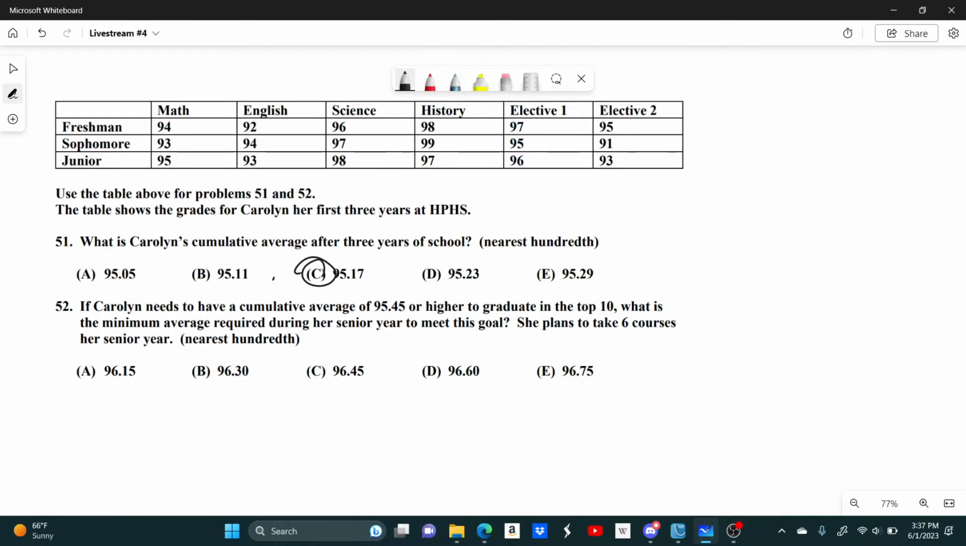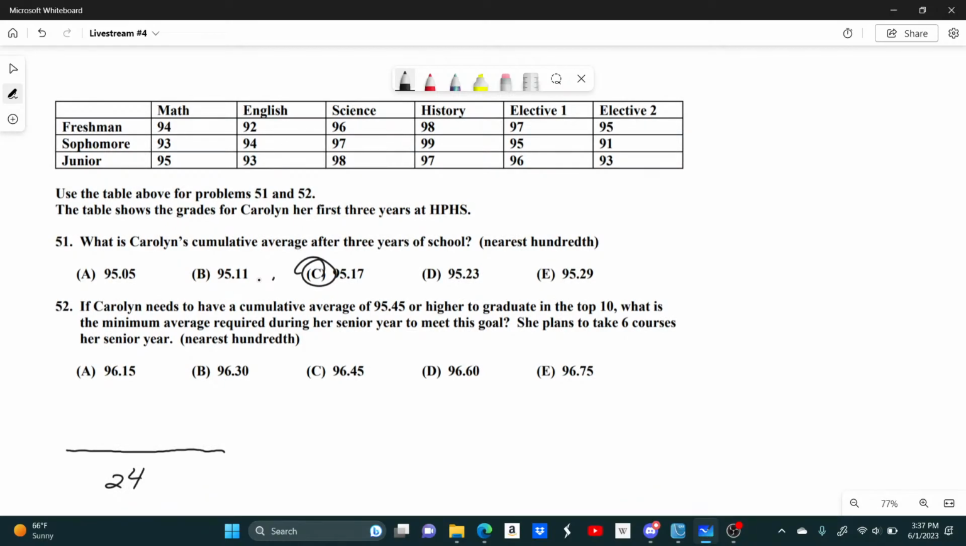So number 52 says, if Caroline needs to have a cumulative average of 95.45 or higher to graduate in the top 10, what is the minimum average required during her senior year to meet this goal? She plans to take 6 courses. Okay, so if you take 6 courses her senior year, then she'll take 24 classes. So I'm going to end up dividing by 24 in the end.